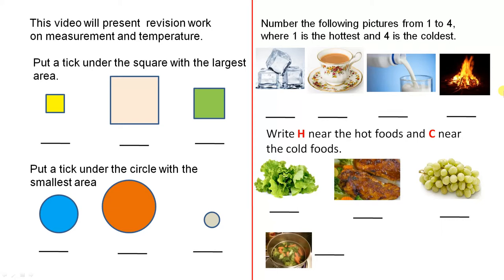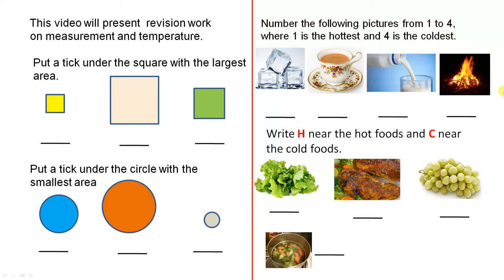Put a tick under the square with the largest area. Next question. Put a tick under the circle with the smallest area. Number the following pictures from 1 to 4, where 1 is the hottest and 4 is the coldest. Write H near the hot foods and C near the cold foods.